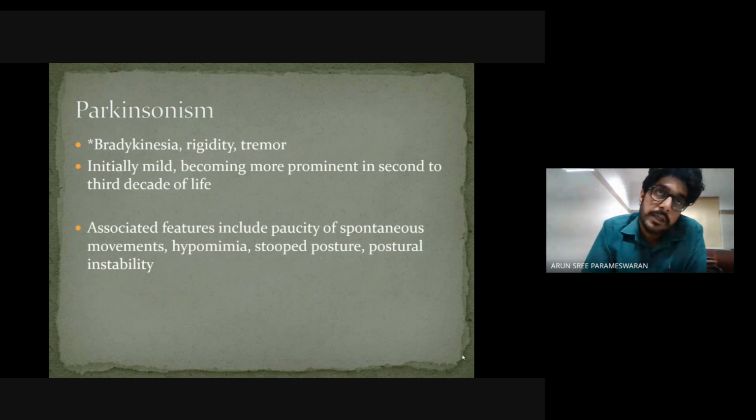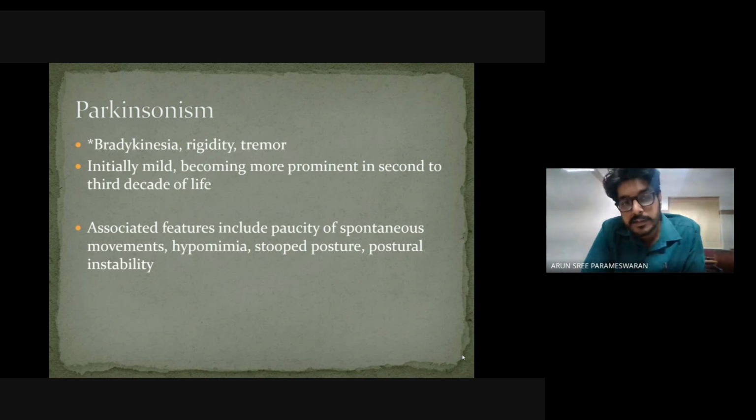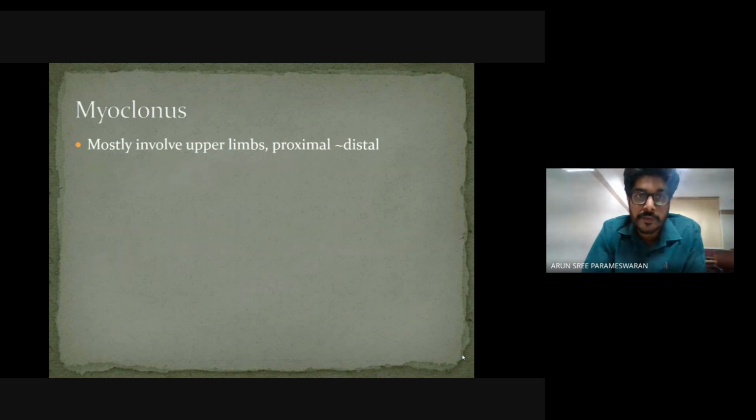Parkinsonism also can be a feature you can get in ataxia telangiectasia. However, it is rarely an initial manifestation, and it is associated with other features of Parkinsonism such as paucity of spontaneous movements, decreased facial expressions, and postural instability. Myoclonus also is very rarely an initially presenting symptom in ataxia telangiectasia.